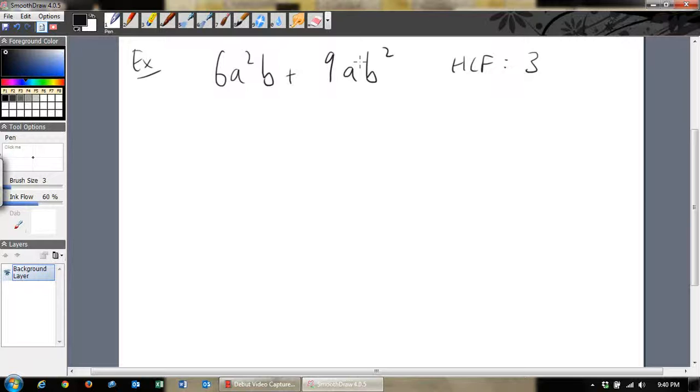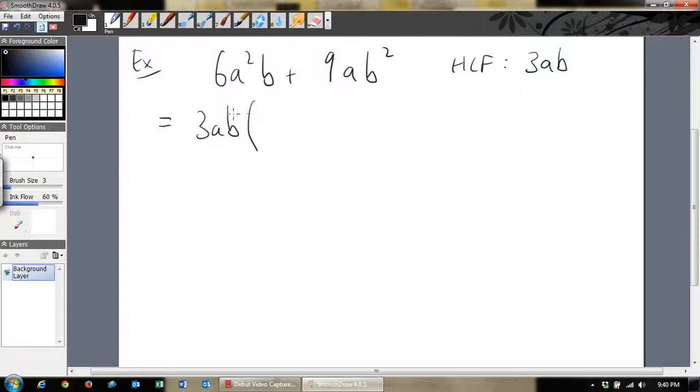A's, we've got an a squared over here and an a over here, so your lowest power of a is a. And we've got b over here and a b squared over here. The lowest power of b is b. So 3ab is your highest common factor. So write your 3ab outside of your brackets.